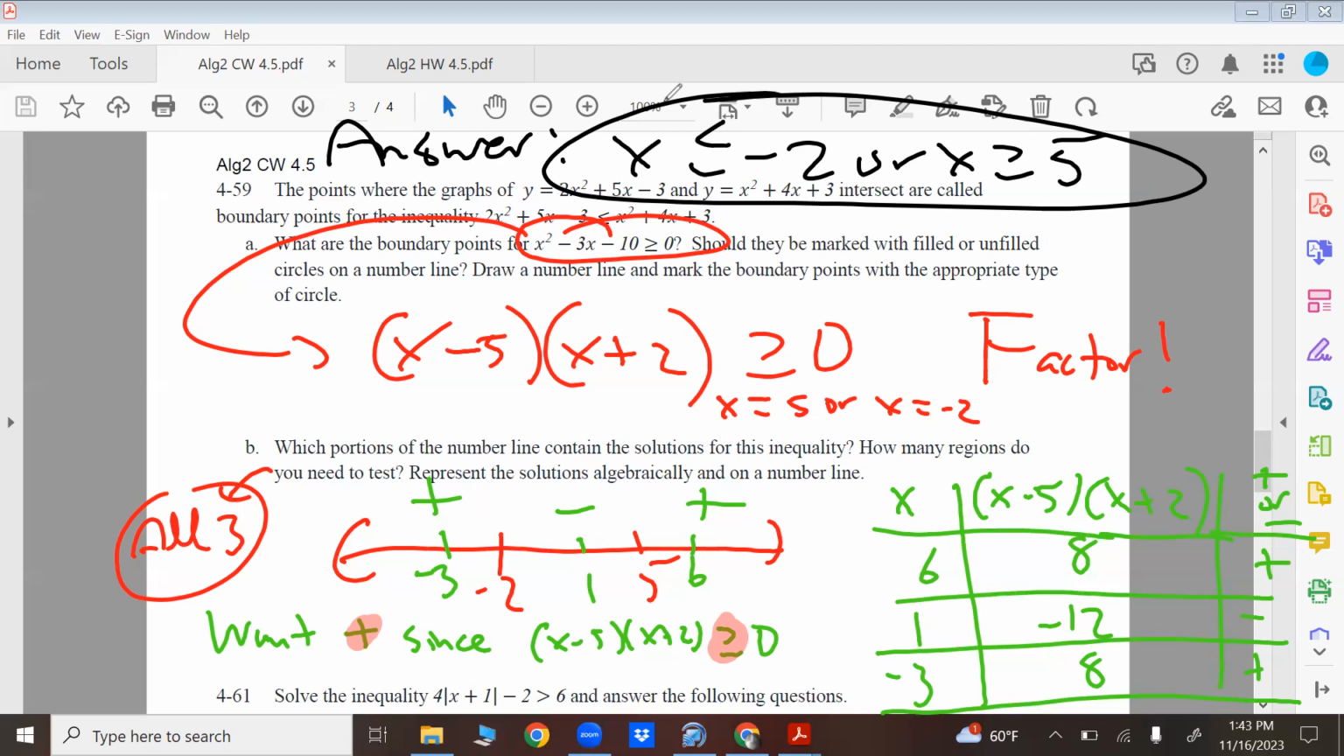Okay, questions? Did that help, seeing it a second time? A little bit, yes. How do you write the answer? Right there in black, as an inequality.